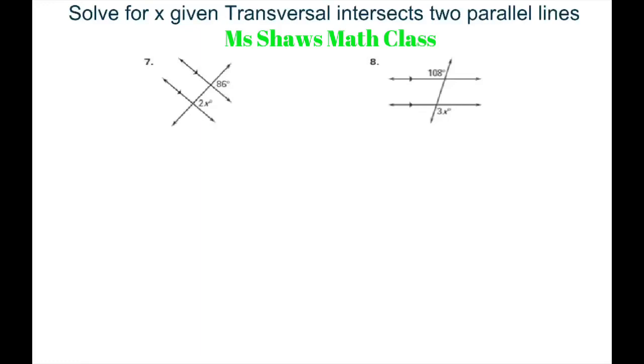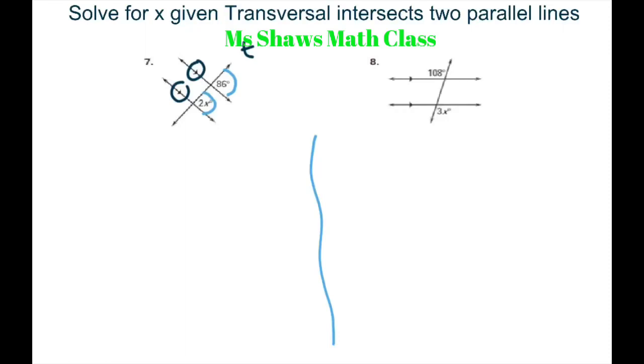Hi everyone, we're going to solve for x given the transversal here intersects two parallel lines. These are the parallel lines. And for the first one here, I'm going to use the corresponding angle theorem.